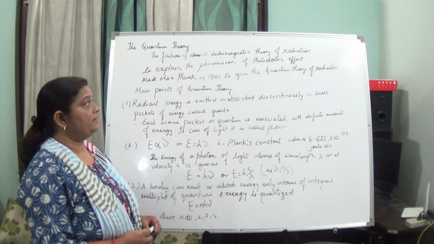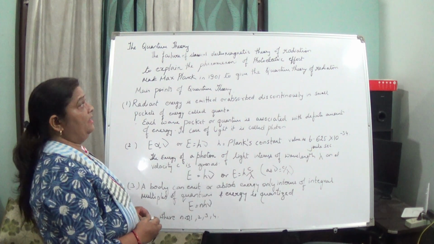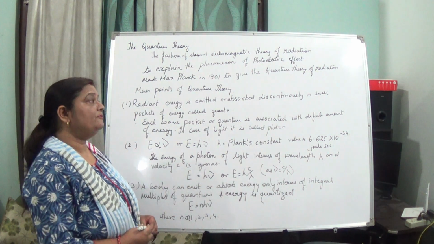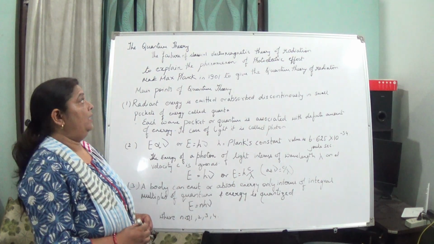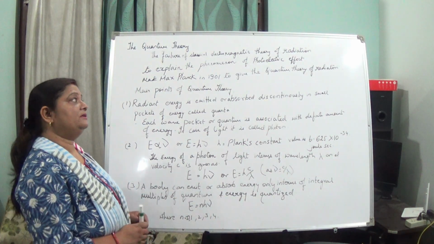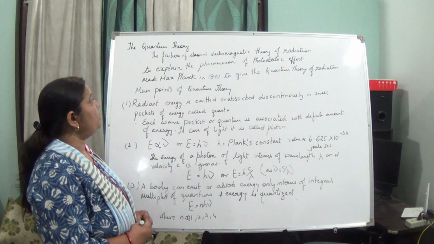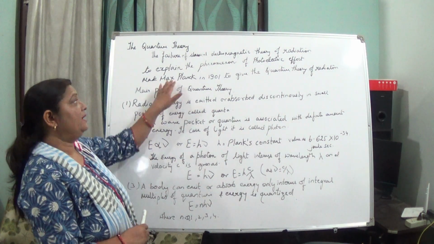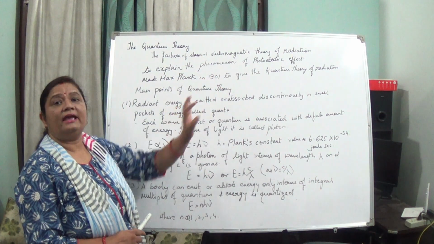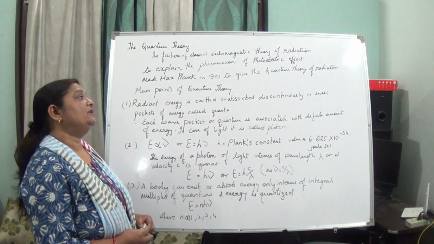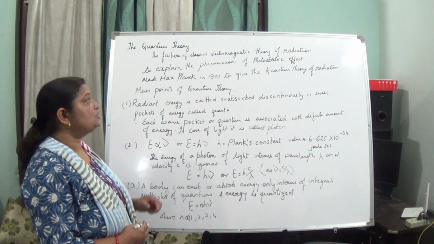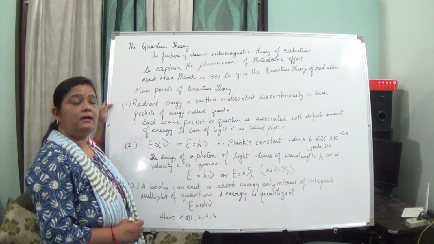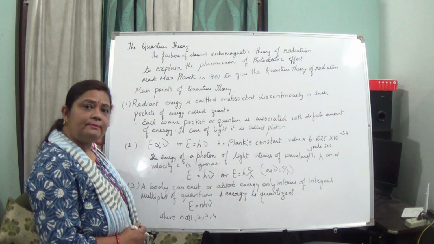So this photoelectric effect could not be understood by the classical electromagnetic theory of radiation. The classical electromagnetic theory of radiation failed to explain the photoelectric effect. So Max Planck in 1901 gave his theory, the quantum theory of radiation, and this could explain the photoelectric effect. So let us understand the main points of quantum theory.